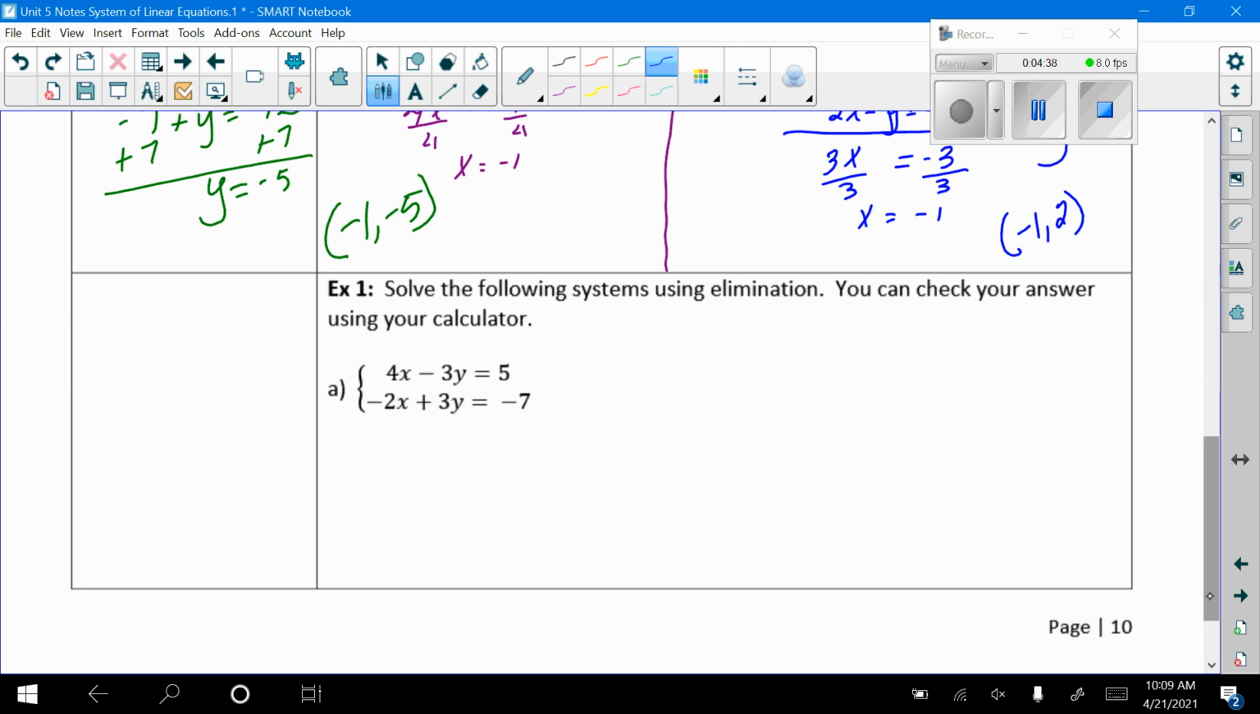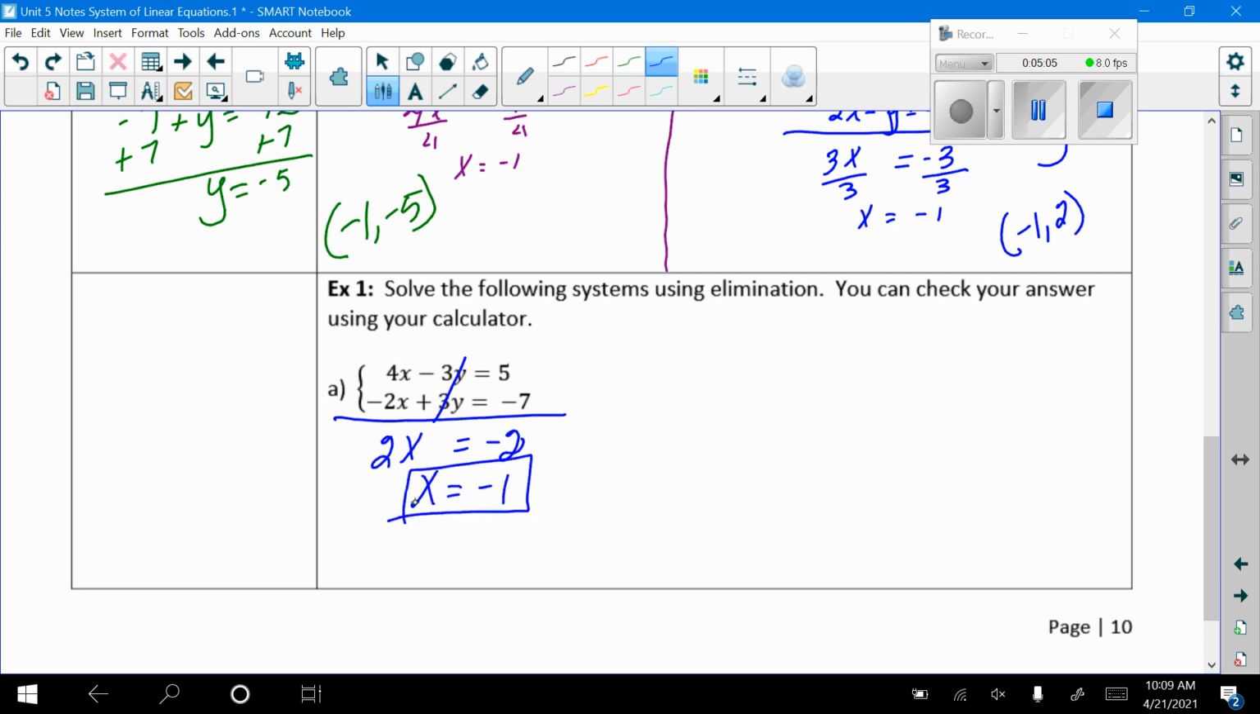So now we're getting into some actual examples. Example number 1. Solve the following system using elimination, and then check your answer with the calculator. You don't even have to show it to me, but take the time to check it, because you should never get these wrong. I'm looking at these, and my y values can cancel because they're the exact same but opposite. So exact opposites. Just add them together. And I end up with 2x equals negative 2, x equals negative 1.